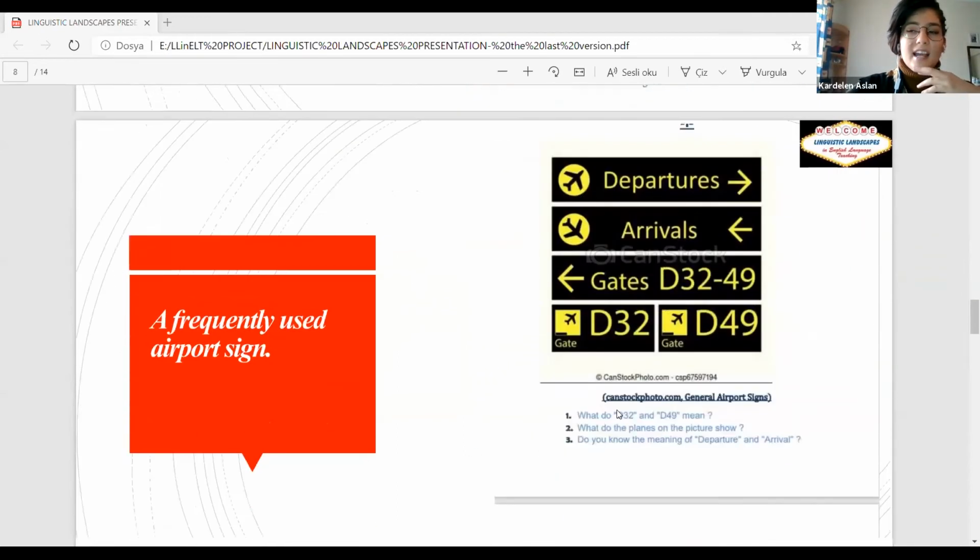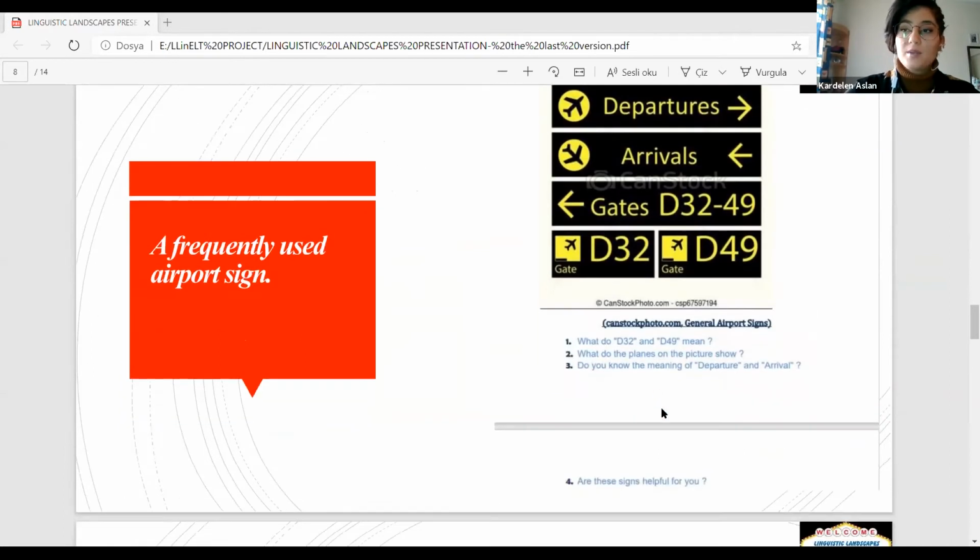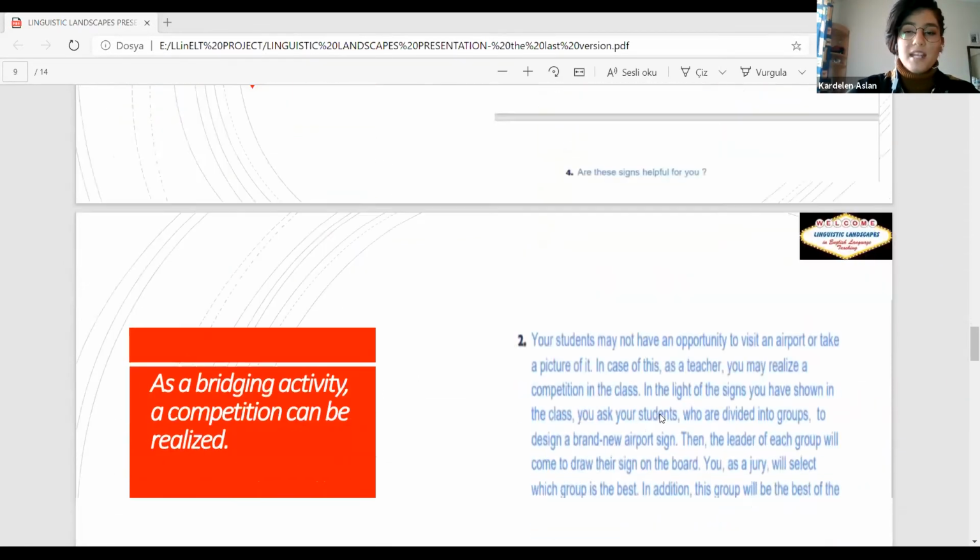And our last photograph comes from, let's say, a general airport. And again, the students will be introduced to some of the vocabulary like departures and arrivals and gates. And this can be used for general English classes, but also we can use it for aviation English classes by talking about the numbers of the gates here, like D32 or D49. And after talking about this vocabulary, the students will share their opinions with us, whether these signs are helpful for the passengers or not.